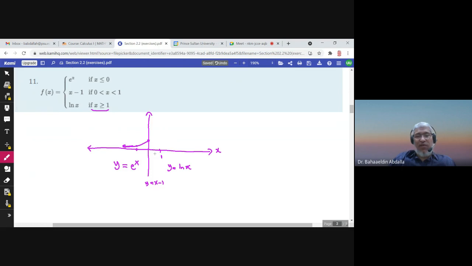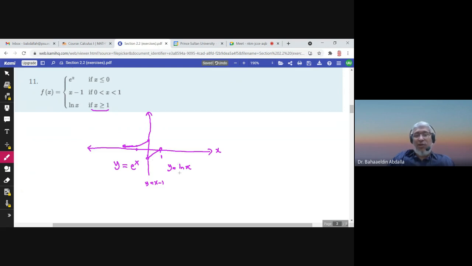Now between 0 and 1, the graph is a straight line. So how to graph this straight line? I replace x by 0, this point. 0 minus 1 is -1. But now, at -1, I should put an open circle, okay? Because x is greater than 0, not equal to 0. And at 1, 1 minus 1 would be 0. So also I should put an open circle here and connect these 2 points to get the graph of the line between 0 and 1. So we need only the portion of this line between 0 and 1. And 0 is not included and 1 is not included.